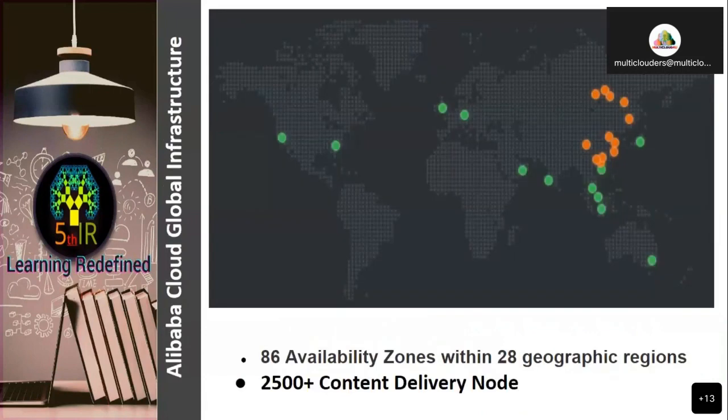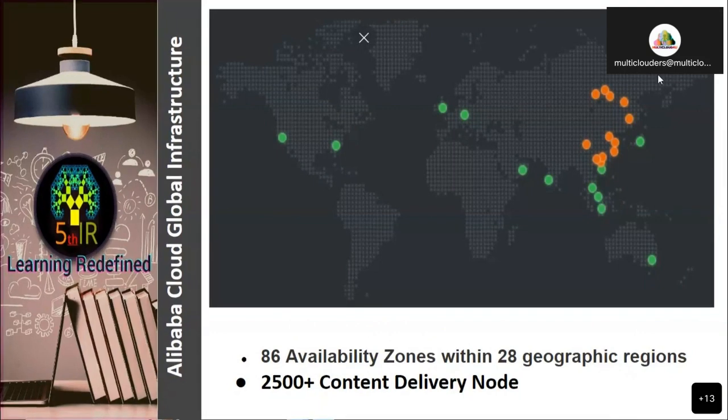And moving to the global infrastructure, Alibaba Cloud has 86 availability zones and 28 geographic regions. And you see, Alibaba Cloud has 2,500 plus content delivery nodes. And you have to know what a content delivery node is. Suppose you have created a service in Singapore and a large number of users are in India. Then you can purchase a content delivery node in India so that you can provide a seamless experience for the users who are using your application in India. That's about content delivery nodes, availability zones, and geographic regions of Alibaba Cloud.